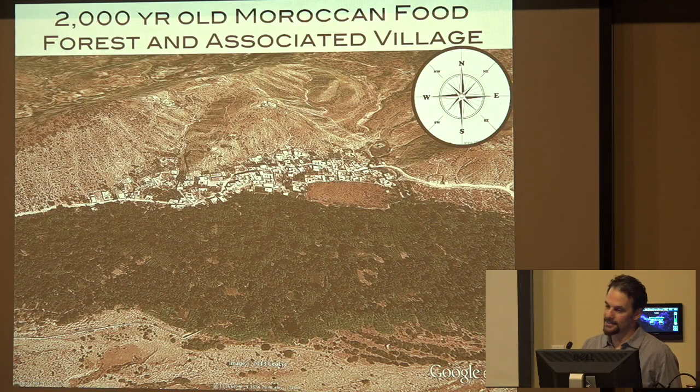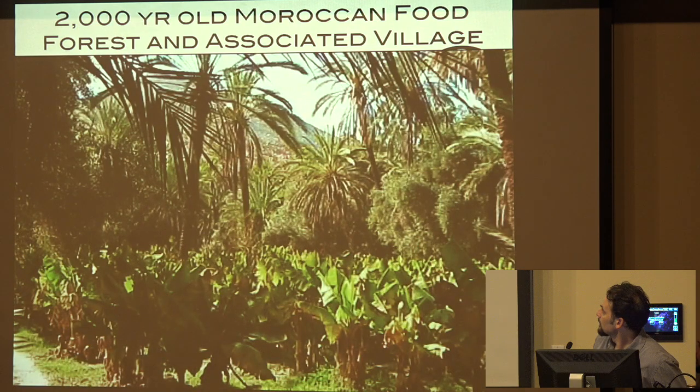Again, in the dry lands here, this is not new. This is ancient permaculture right here. This is a food forest in Morocco, in this valley. It's 2,000 years old. At the valley bottom, we find this whole giant matrix of date palms, bananas, olive trees. There's just tons and tons of fruits.